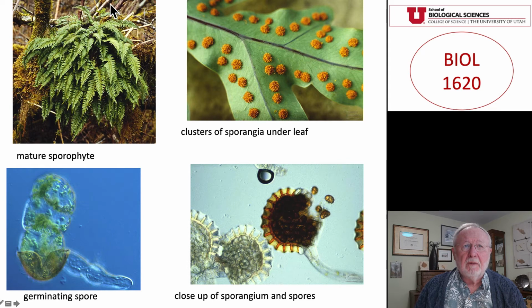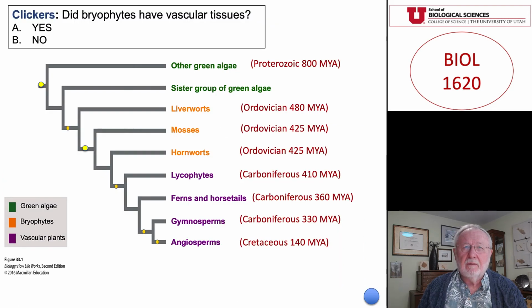So here you see a mature sporophyte of a fern. The sperm and egg are formed in sporangia that you'll often see on the undersides of leaves. And here you see a spore germinating to become sperm, and a close-up of the sporangium in which the spores are located. This still requires an aqueous environment, just as it did for algae and bryophytes.